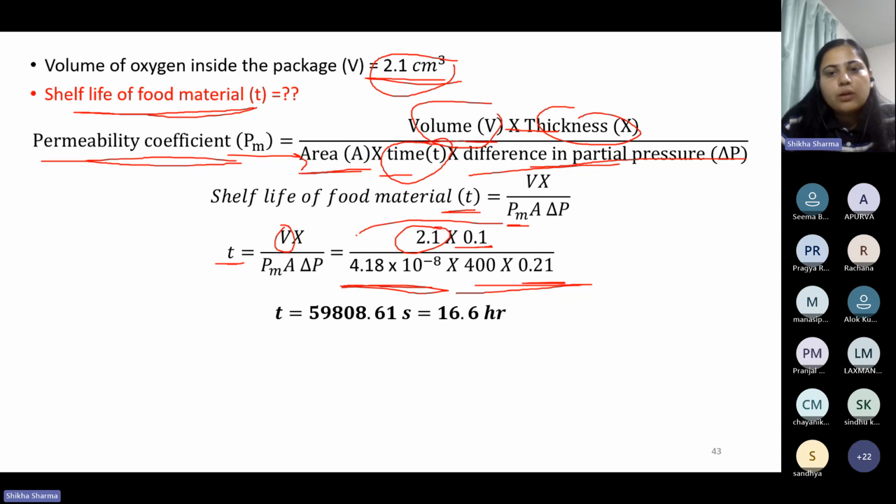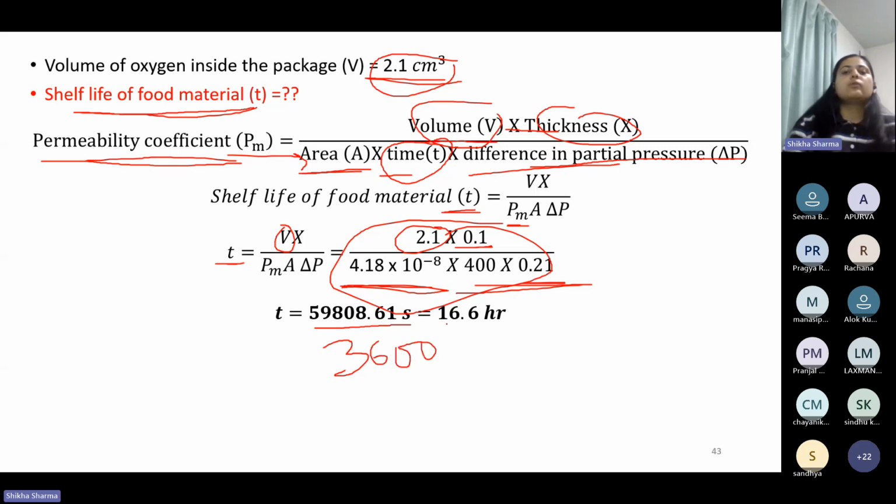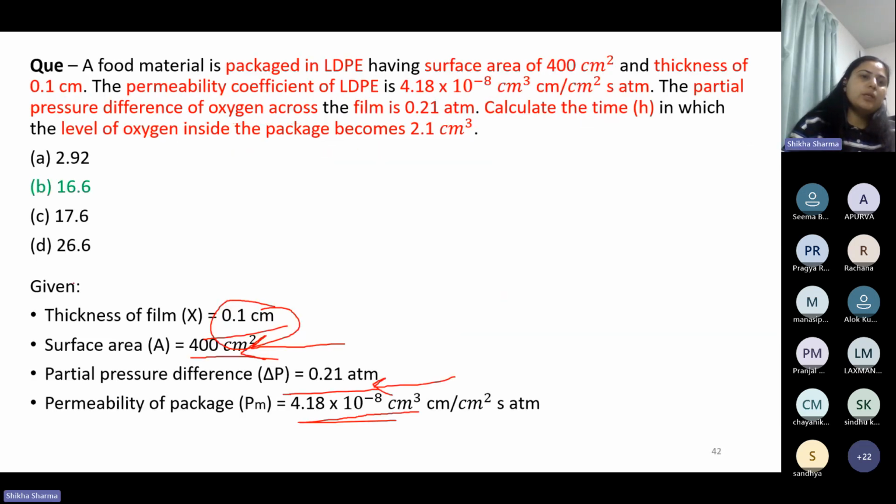When we solve this, we get 59,808.61 seconds. We can divide by 60 into 60 to convert it into hours. So it will be 16.6 hours. So option B is correct.